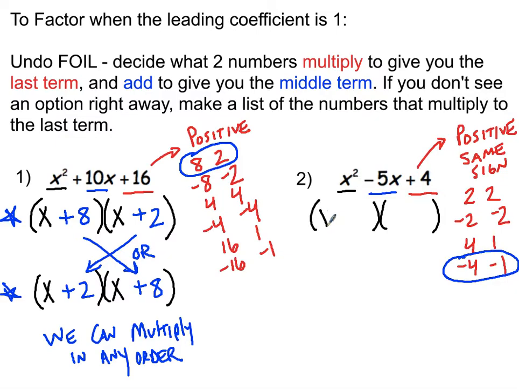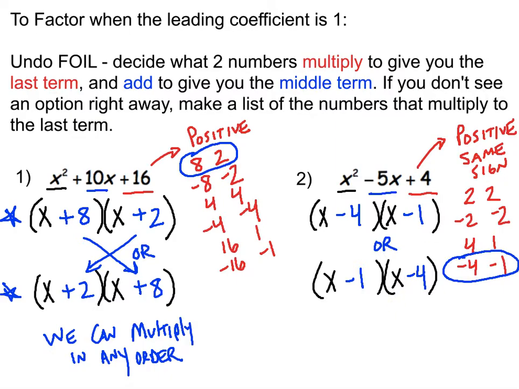So to get x squared, I need an x and an x. And then the combination that worked was a negative 4 and a negative 1. And again, it would be totally fine if I switched that order. So if I had said the negative 1 first and the negative 4 second, totally fine. Either one is okay.